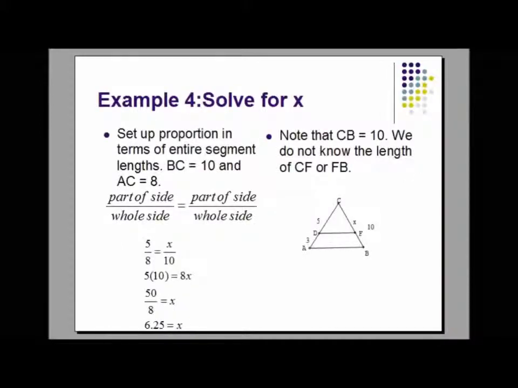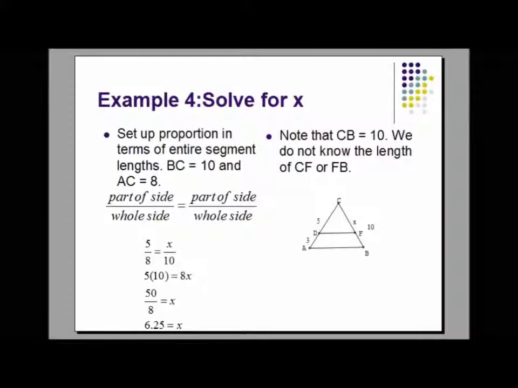In example 4, solve for x. This problem is a little different. Notice that we don't know what FB is or what CF is, but we know that CB, which is the sum of those two segments, equals 10. Therefore, we have to set up the proportion in terms of entire segment lengths. BC equals 10, and AC, which is the sum of AD and DC, is 5 plus 3, which is 8.